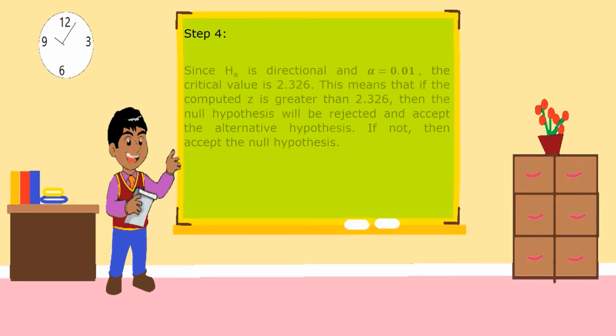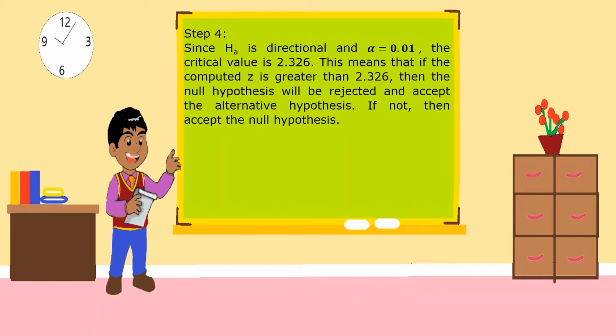Step 4. Since our alternative hypothesis is directional and our level of significance is 0.01, our critical value is 2.326. This means that if the computed z is greater than 2.326, then the null hypothesis will be rejected and we accept the alternative hypothesis. If not, then accept the null hypothesis.